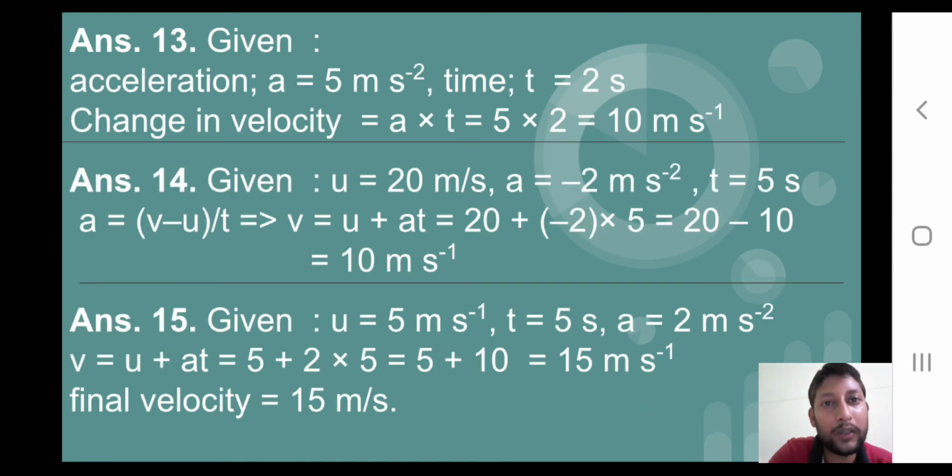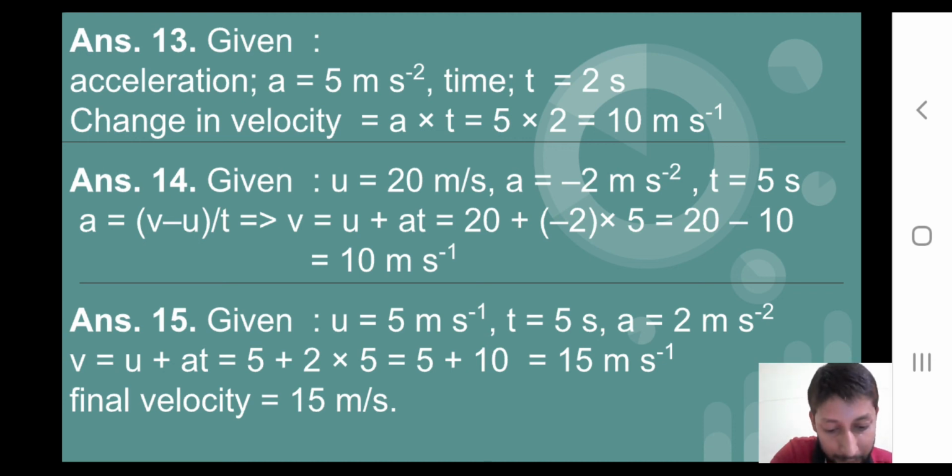Come to question number 13, which says a car accelerates at a rate of 5 meter per second square. Find the increase in its velocity in 2 seconds. So it is given acceleration, which is a equal to 5 meter per second square. Time is 2 seconds. We know that acceleration is equal to change in velocity divided by time. So change in velocity is equal to acceleration into time or a into t. So here it is given 5 into 2, which is equal to 10 meter per second.